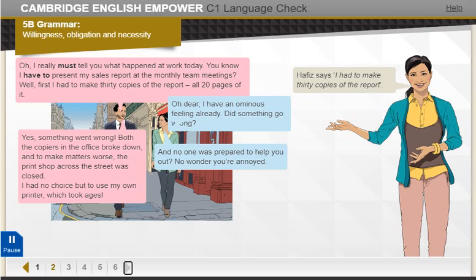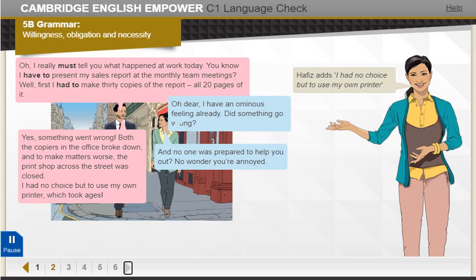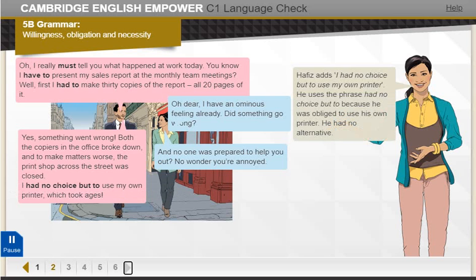Hafiz says, I had to make 30 copies of the report. He uses had to because he's talking about something that was necessary in the past. Must is only used for the present and future. Hafiz adds, I had no choice but to use my own printer. He uses the phrase, had no choice but to, because he was obliged to use his own printer. He had no alternative.